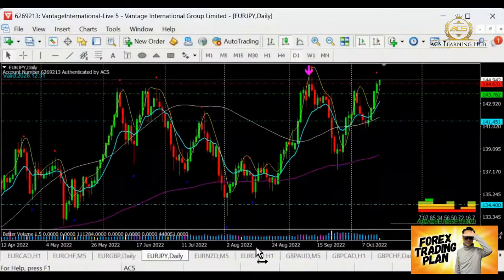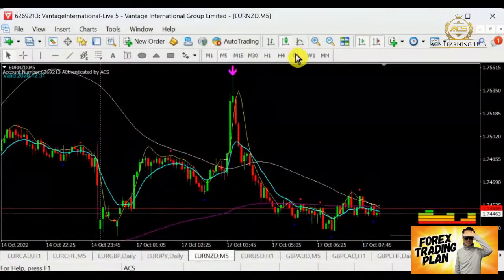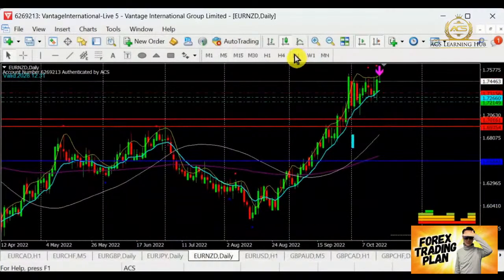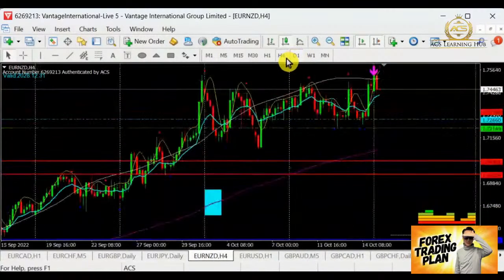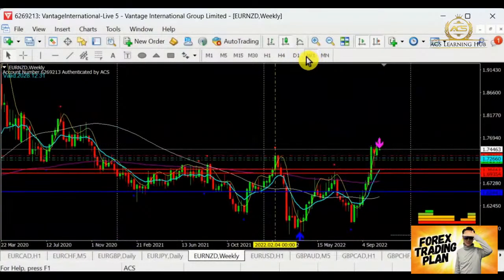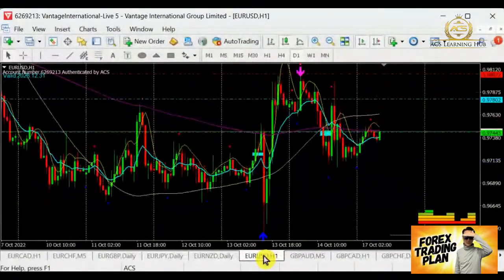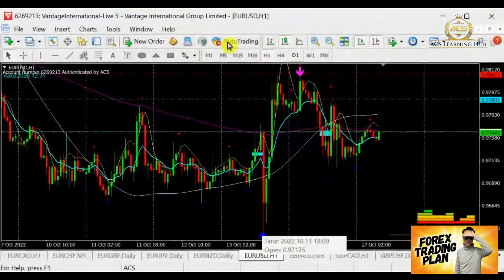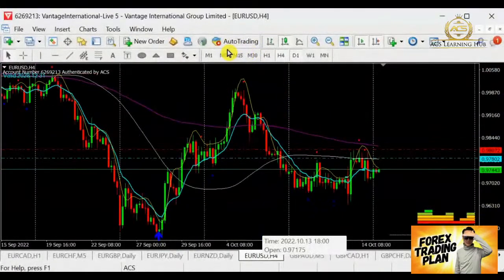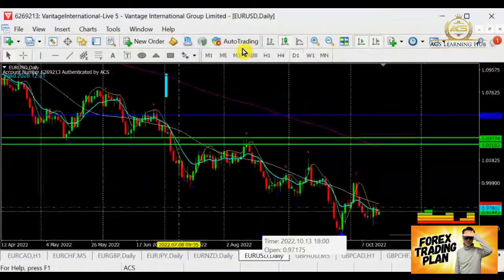Next to go, Euro Kiwi. Euro Kiwi looks like it's also in the bull. Today it looks like the whole thing has started to change and push. So for now, for Euro Kiwi, I'm still looking out for a buy. So buyers can take note for Euro Kiwi. As for Euro Dollar, let's take a look. Euro Dollar, we are in the bear trend.